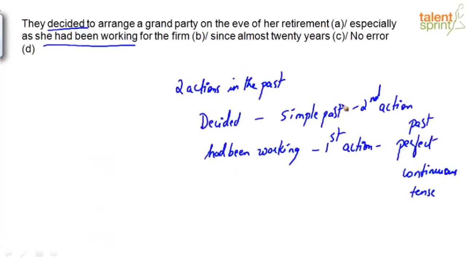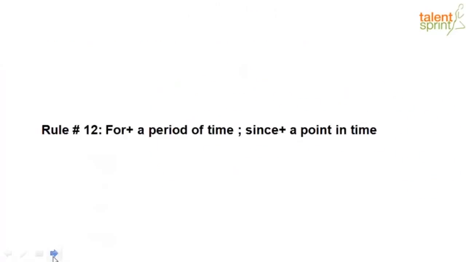It's absolutely fine. They decided to arrange a grand party. This is the second action. Why? Because she had been working for the firm for almost 20 years. Are you following? So here, there's no error in this. This is fine. The error is here. Incorrect preposition. Rule number 12. For plus a period of time, since plus a point in time.